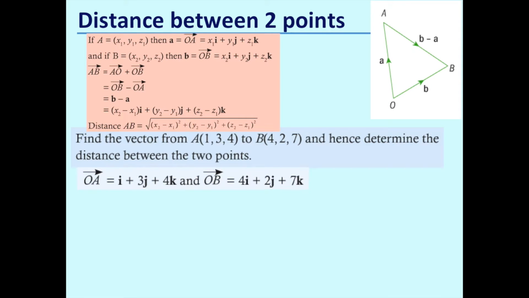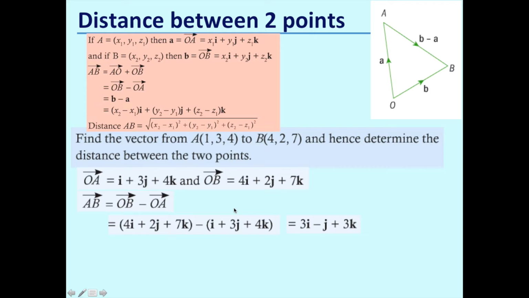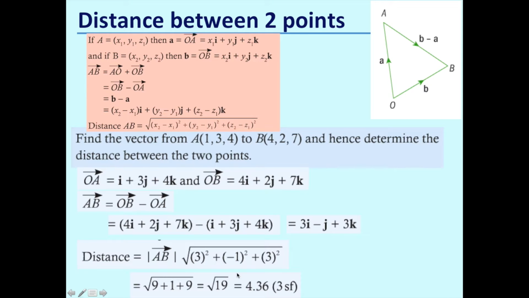For this question, the first thing we need to do is recognize that in order to find the resultant AB, we're going to need to subtract the position vector of A from the position vector of B. So that will be 4 minus 1, plus 2 minus 3, plus 7 minus 4. So we'll end up with the resultant vector 3i minus j plus 3k. If we then substitute that into Pythagoras, we would end up with a distance of 4.36.